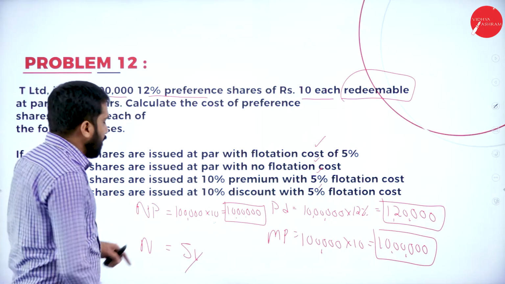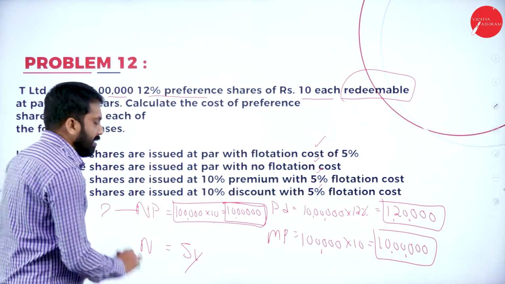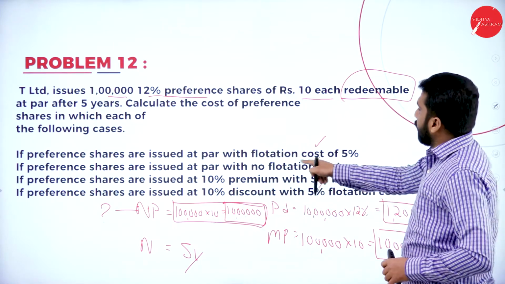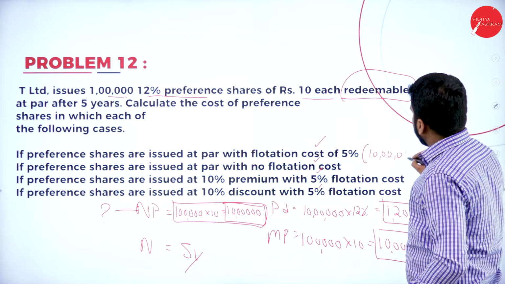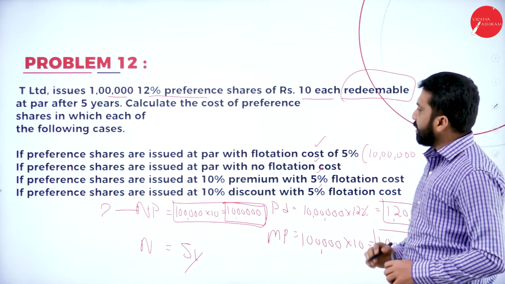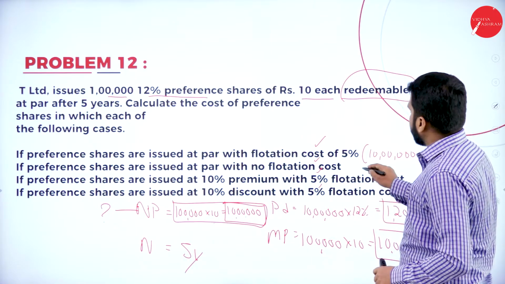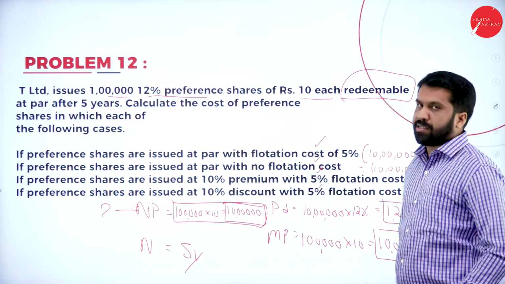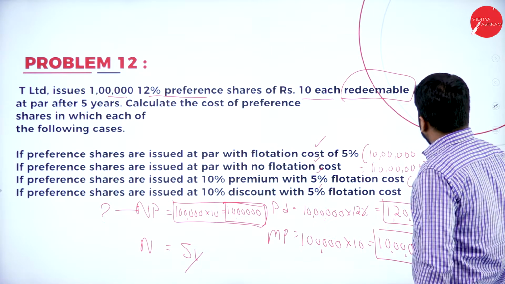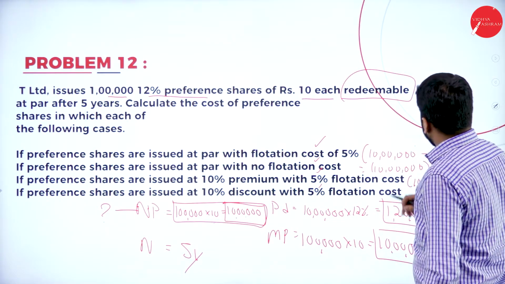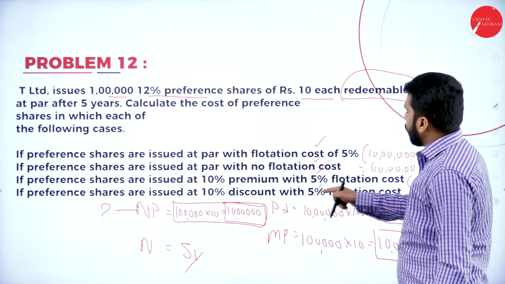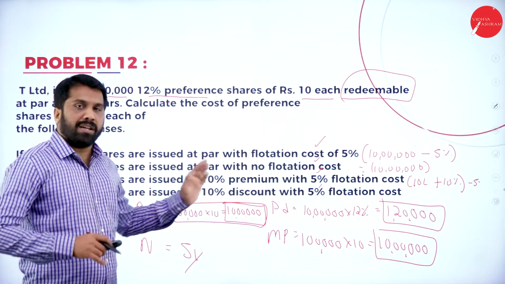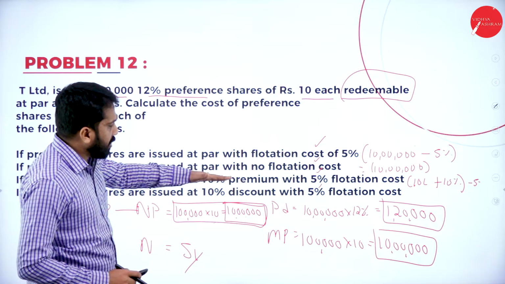What about NP? NP will change every time. Remember, NP will change every time. Why is it changing? See, if preference shares are issued at par, with flotation cost, it means 10 lakh minus 5% flotation. Next, if preference shares are issued at par without flotation, this will be 10 lakh. Next, if preference shares are issued at 10% premium, 5% flotation, your 10 lakh plus 10% minus 5%. Next, if preference shares are issued at 10% discount with 5% flotation, 10% you have to reduce, 5% you have to add. If you didn't understand, nothing to worry. Again, I'll come to it one by one. It's very simple. You have question 1, question 2, question 3, question 4.